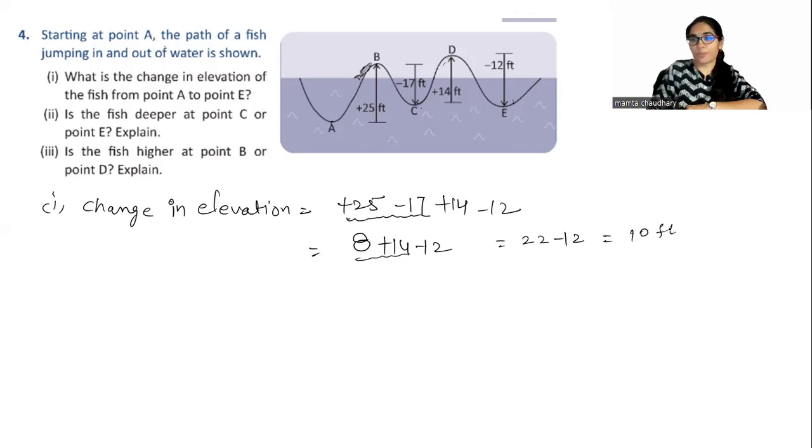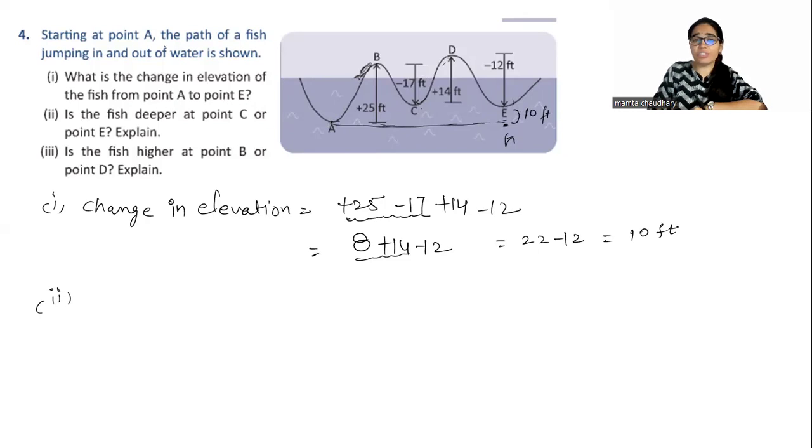So what is the change in elevation of the fish from point A to point E? 10 feet. It means this is point A. If we draw a line, this is point A. So from point A to E, it is 10 feet. Now, second part.